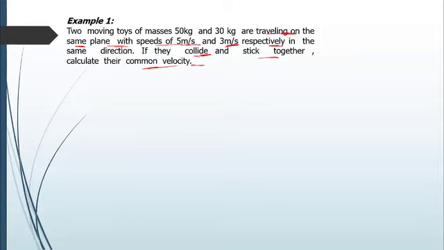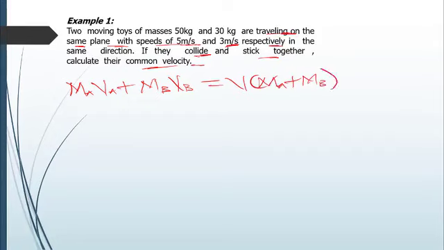For us to calculate their common velocity, we're going to need this equation, MA VA plus MB VB. That's the equation we're going to use. Since V is common to both, it's going to become V. By factorization, we're going to have MA plus MB, so when you multiply both by V, you're going to have MAVA plus MBVB, where A and B are the two bodies respectively, body A and body B. So mass times velocity of body A plus mass times velocity of body B.